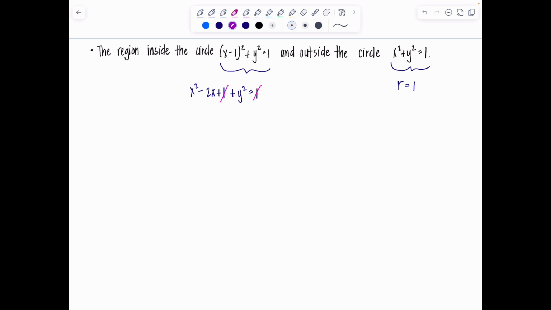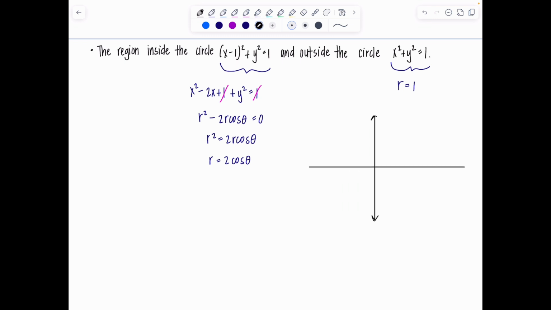And then x squared plus y squared in polar is r squared minus 2r cosine theta equals 0, right? Which is r squared equals 2r cosine theta, which is r equals 2 cosine theta. Okay, I knew that without even doing any of that work, and I'll show you how, because this situation is going to come up a lot in this class.